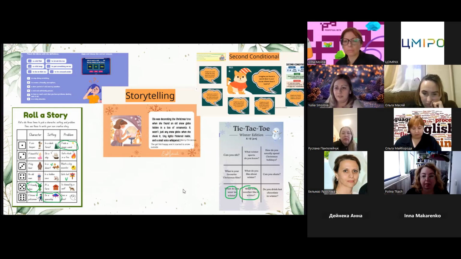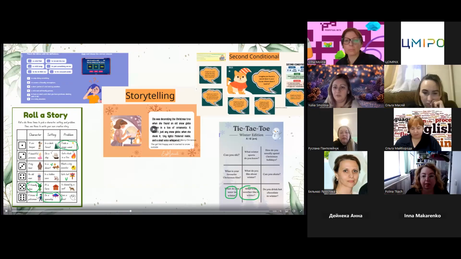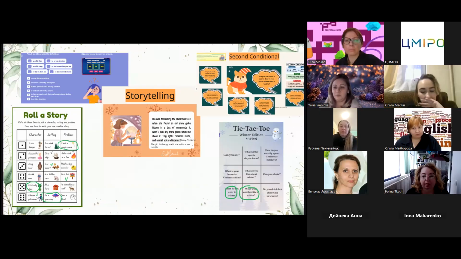One more thing, storytelling. It creates imagination, it creates some speaking implementation of English in real life, when you have to think what can be. Also, some kinds of ideas when you have to answer what if, what happens if, or what happened if. It is for maybe higher level students when they already know first and second conditionals. One more thing, tic-tac-toe is a kind of game when you have to answer the questions, to put your sign, and eventually we have the winner.